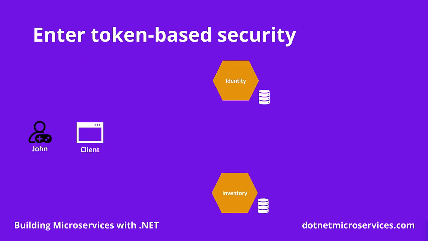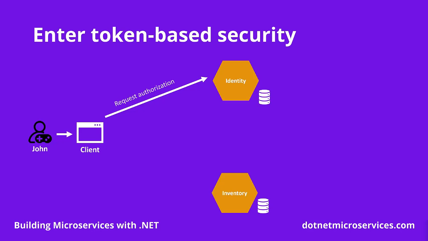What is then the right way for our client to request access to John's inventory bag? The ideal and modern approach is called token-based security, and it works like this. When John wants to get his inventory back, the client first requests authorization from an authorization server, which in our case would be our identity microservice.